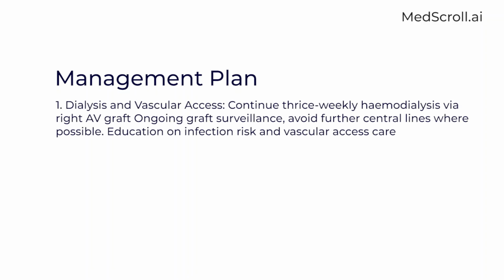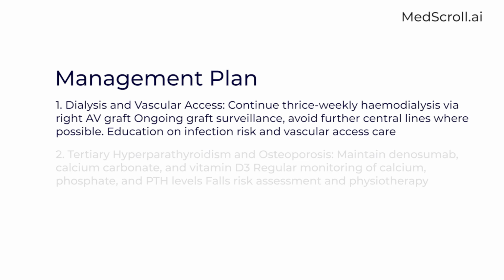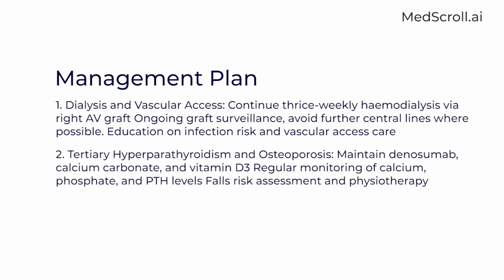Dialysis and vascular access. Continue thrice-weekly hemodialysis via right AV graft. Ongoing graft surveillance. Avoid further central lines where possible. Education on infection risk and vascular access care. Tertiary hyperparathyroidism and osteoporosis. Maintain denosumab, calcium carbonate, and vitamin D3. Regular monitoring of calcium, phosphate, and PTH levels. Falls risk assessment and physiotherapy.